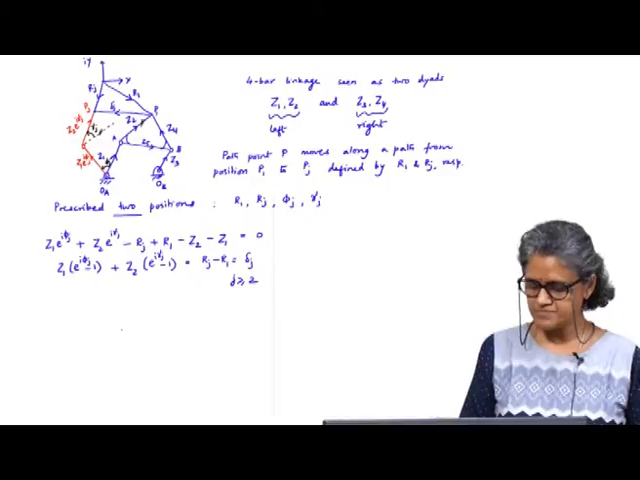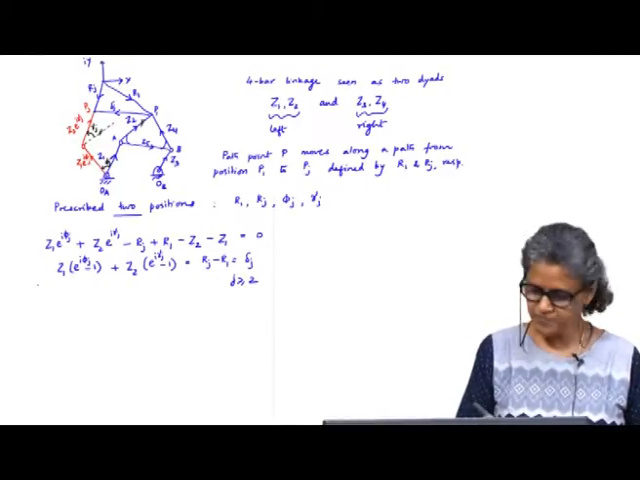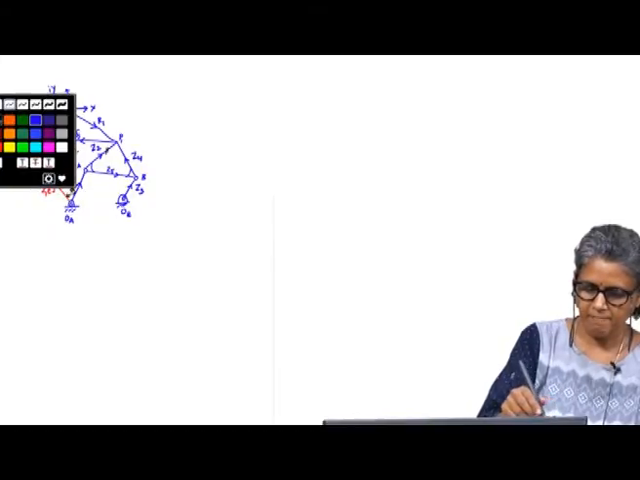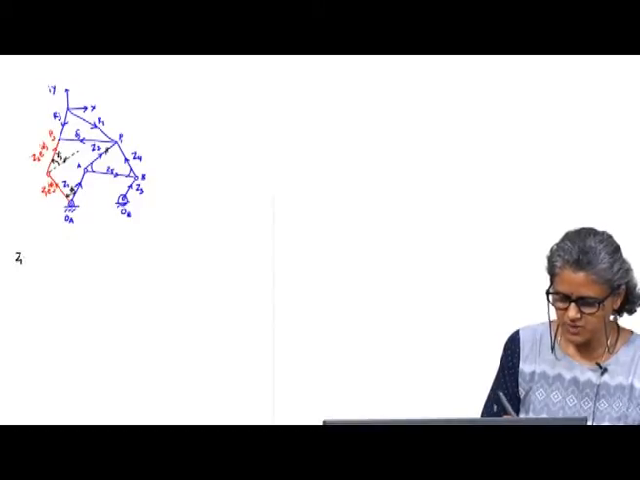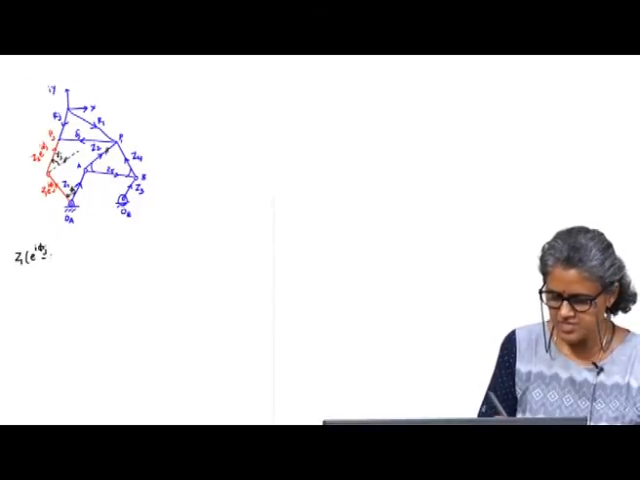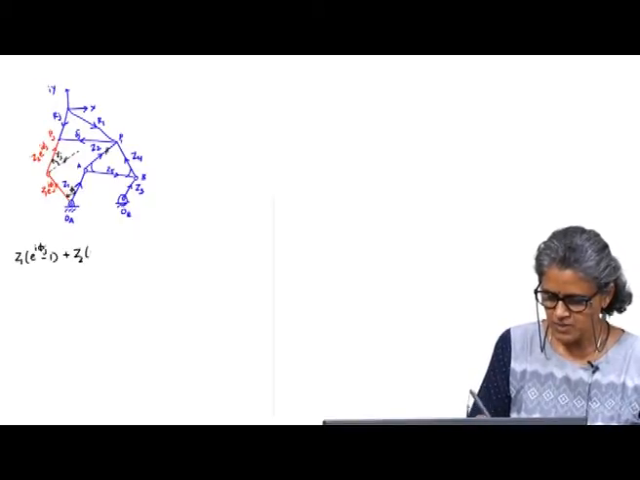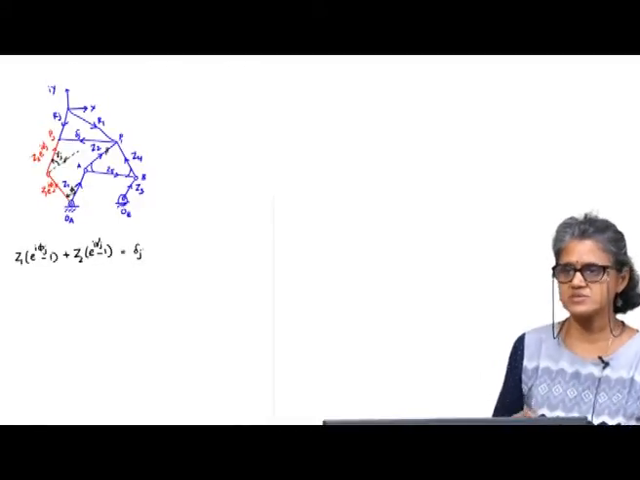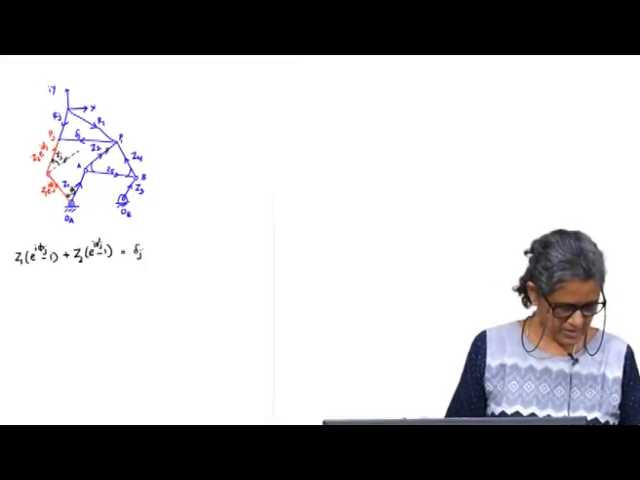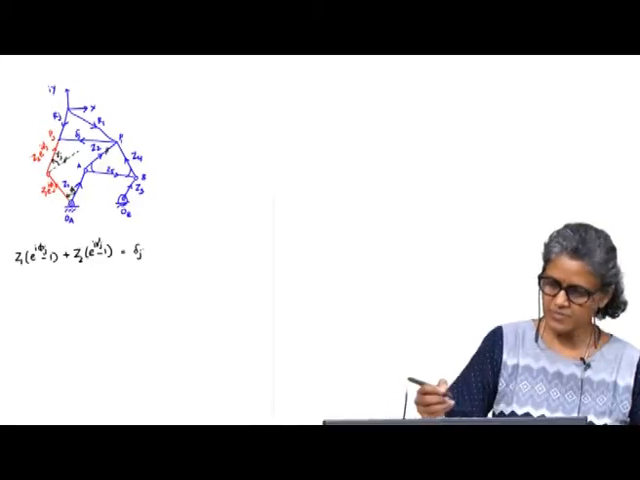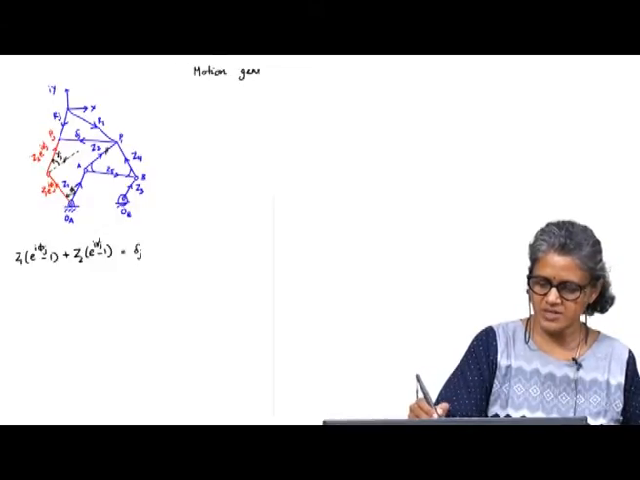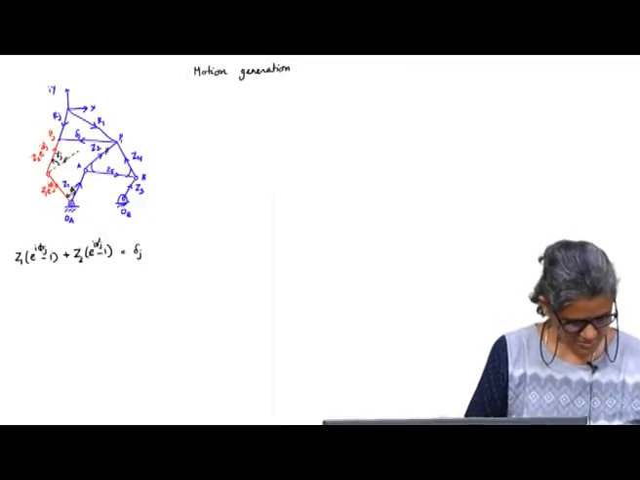Now let's look at the case of motion generation. So I have the standard form equation, z1 times (e power i phi j minus 1) plus z2 times (e power i gamma j minus 1) equal to delta j. This is my standard form equation for the left dyad. Now let me look at the case for motion generation.